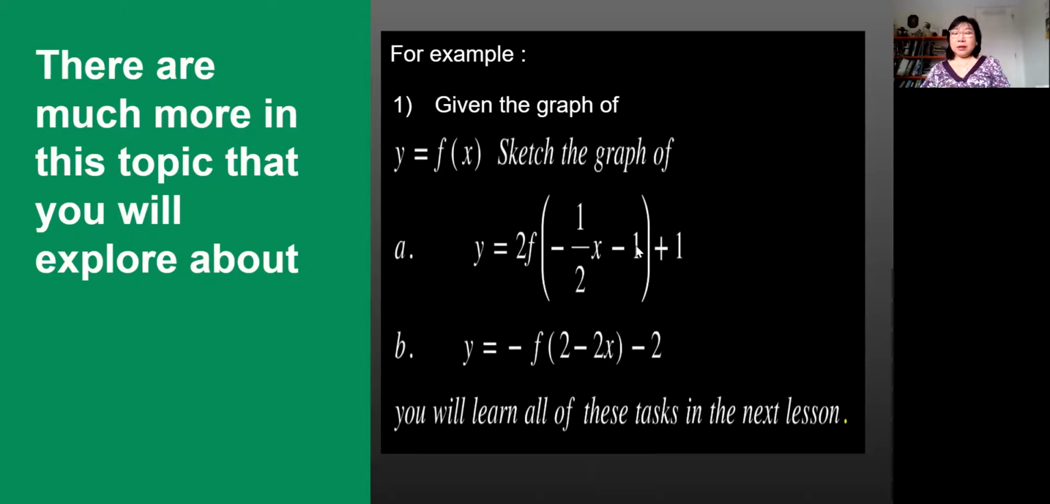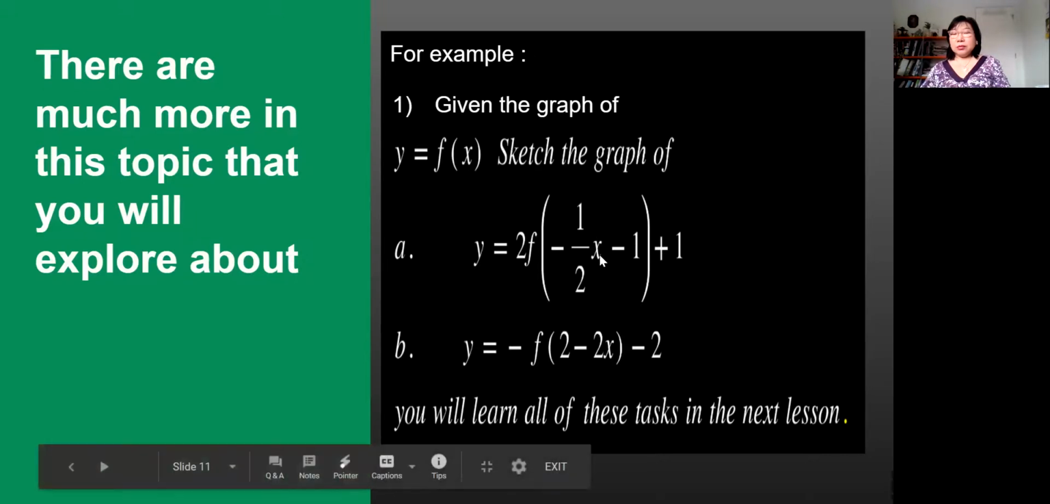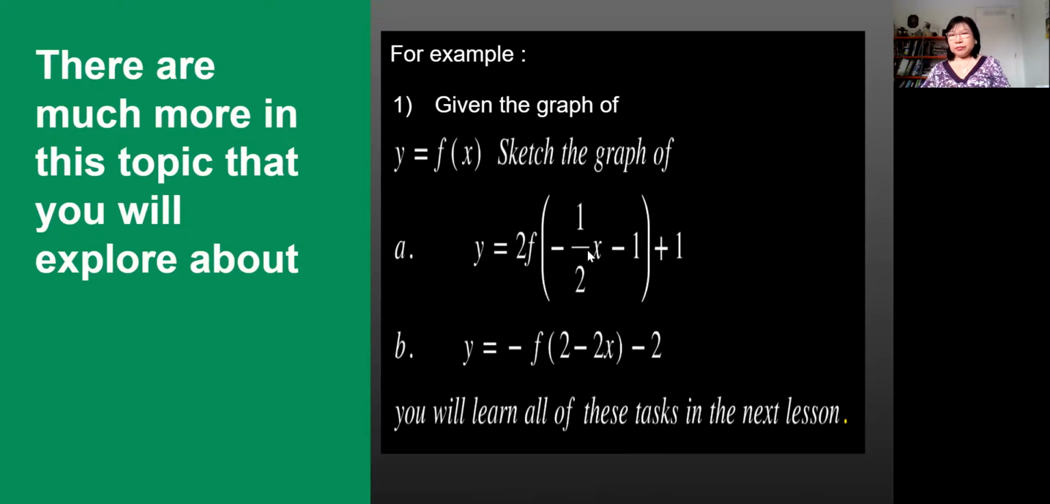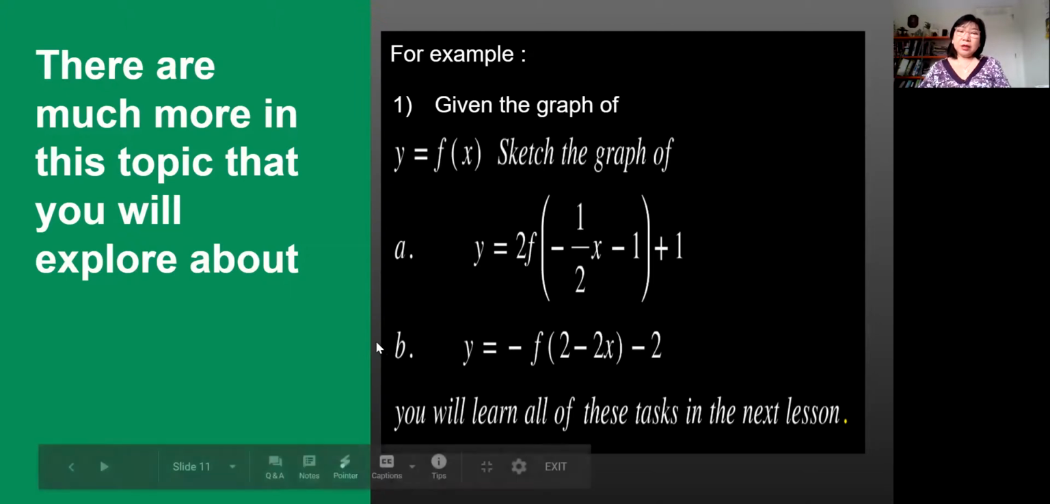And the minus 1 here, I will show you how we do the transformation. We have to factor out a little bit, but that will go to the next lesson, and I will show you how to do that. But this one just shows you that it could be complicated if you don't interpret these coordinates and these transformations properly with the function notation, right?